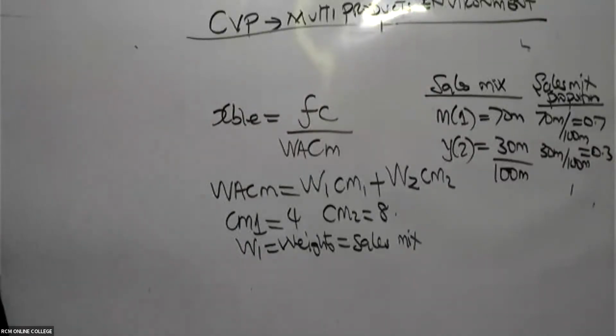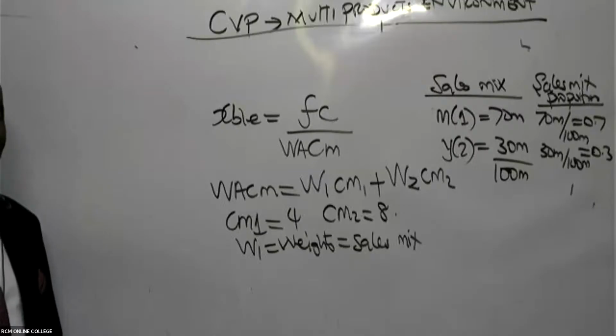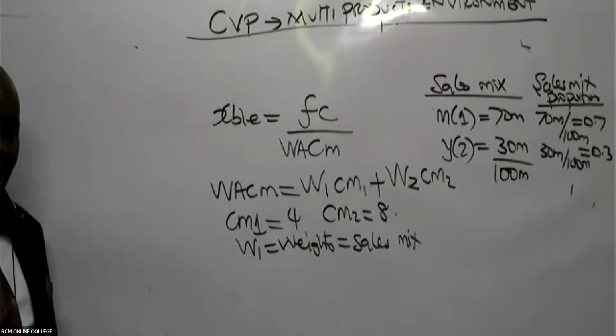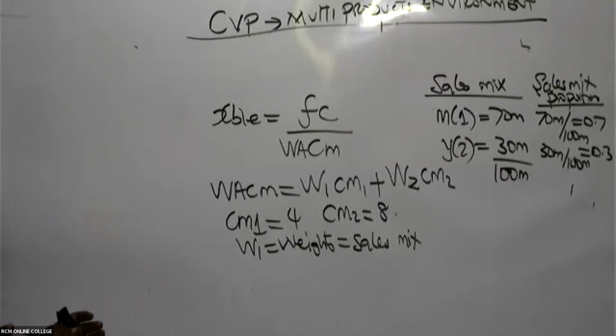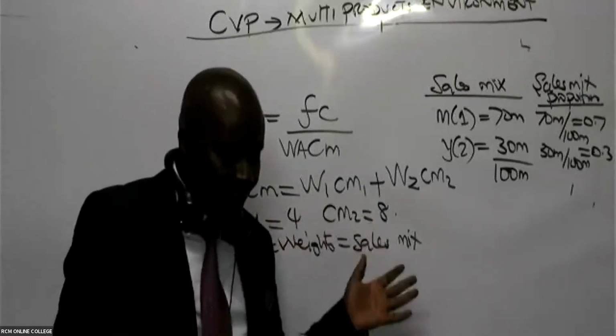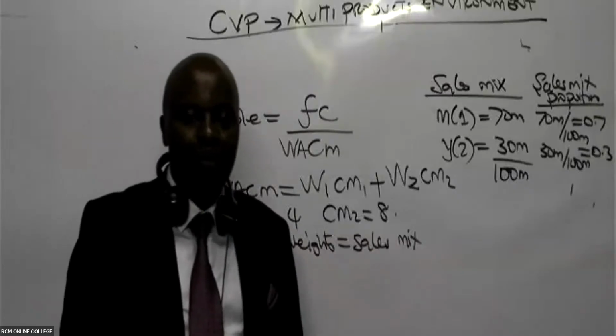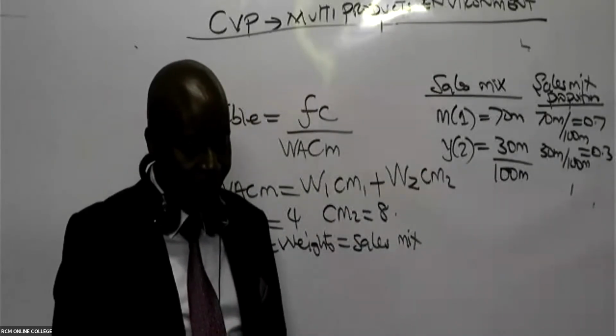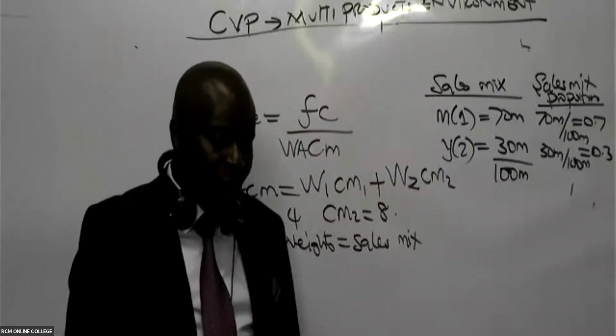0.7 and 0.3. So please never forget that sales mix stands for the current number of units being sold, unless you're told otherwise. We are looking at the current number of units that are being sold. So up to here, are we really together? Online guys, are we together? I don't want to leave anybody behind.